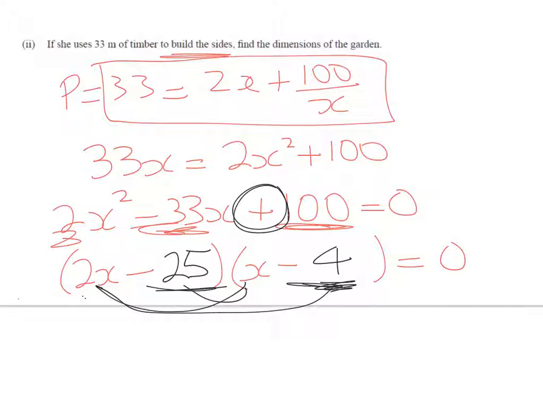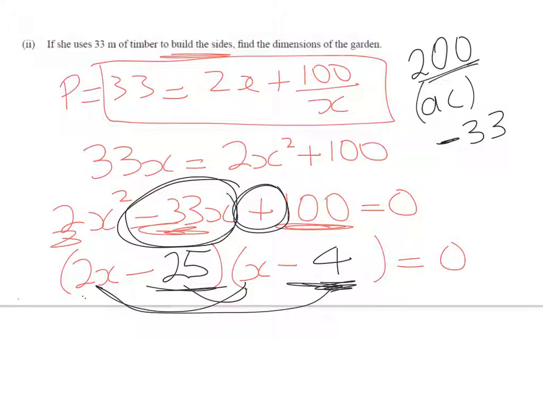But basically what we do is we find two numbers that multiply to give me 200, so that's a times c, and add to give me negative 33. Okay, and we proceed from there. So what we're doing when we do grouping is we're breaking up that term. Okay, now what does that give me? Two solutions, either x equals 12.5 metres or x equals 4 metres.